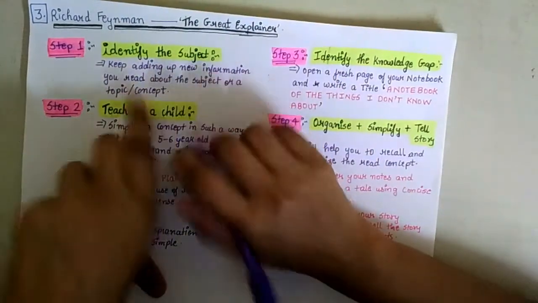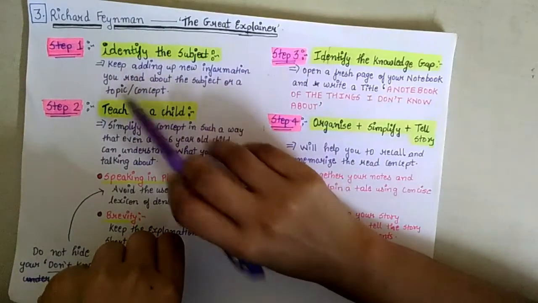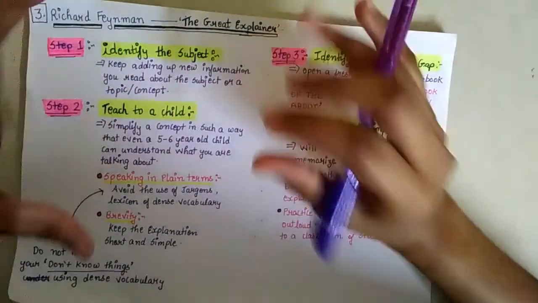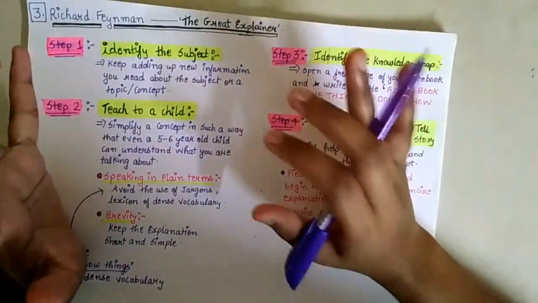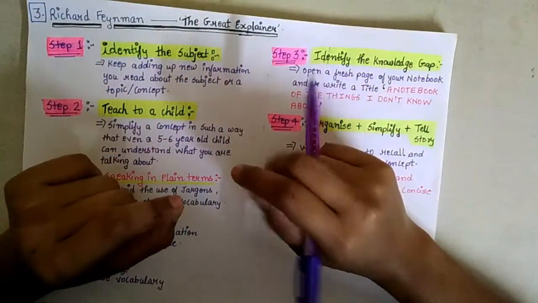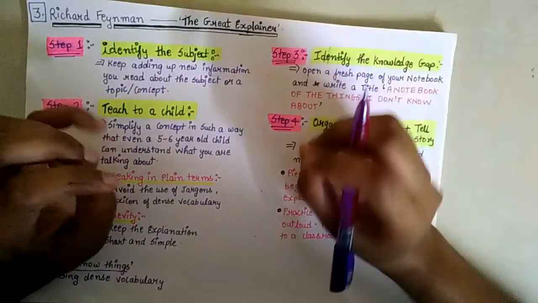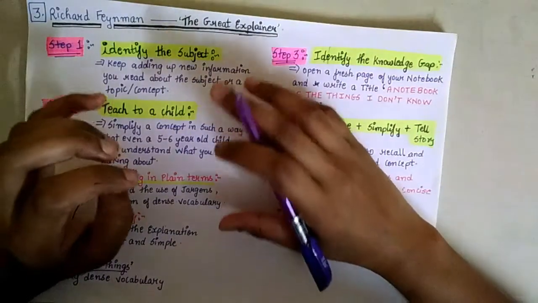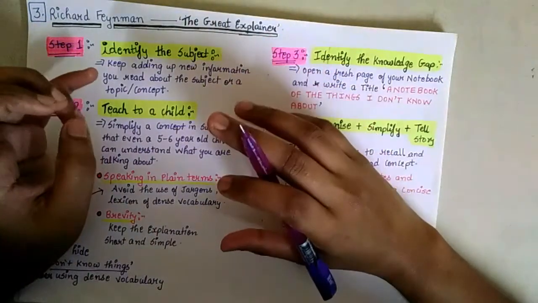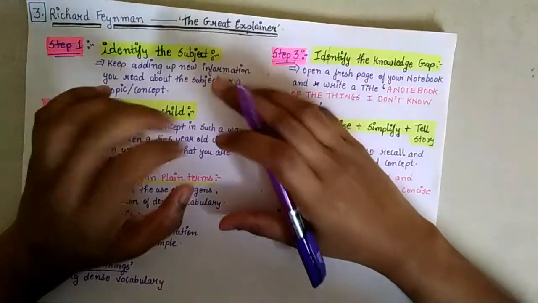Step 1. Identify the subject. Keep adding up new information you read about the subject or a topic or a concept. Richard Feynman says that you should always keep a page or a notebook with you when you start learning about a particular subject or concept. In this digital world, we come across lots of articles, newspapers, everything related to various social issues, concepts, different vocabularies we get to understand.